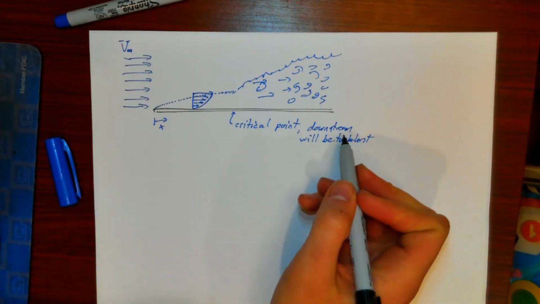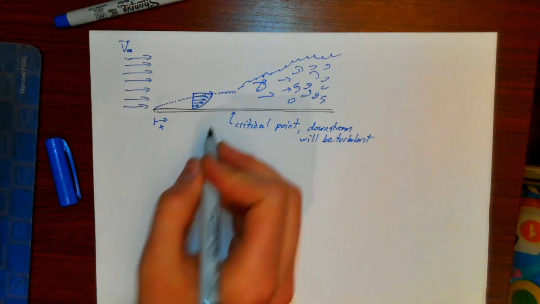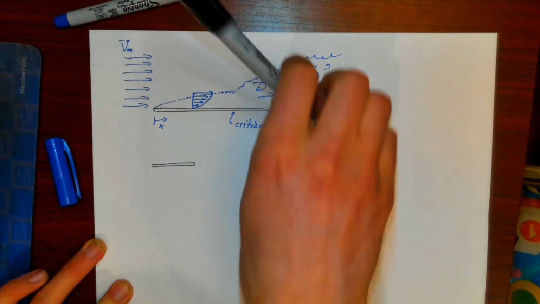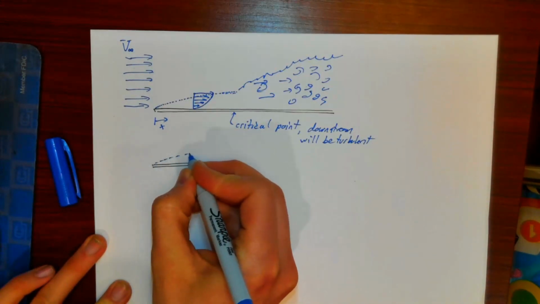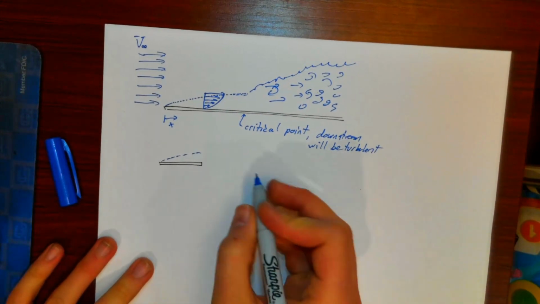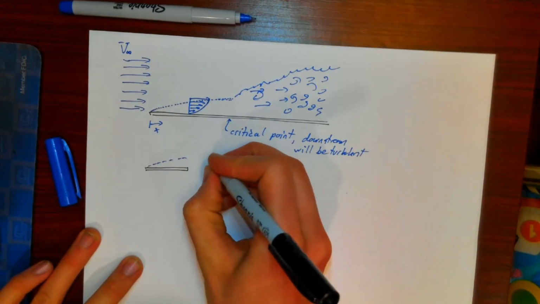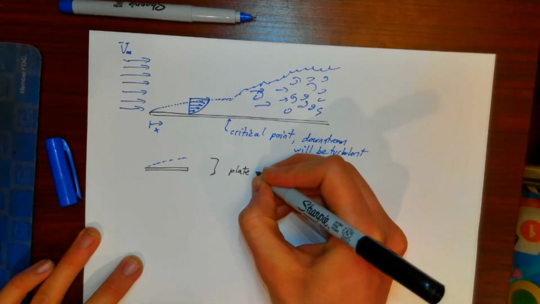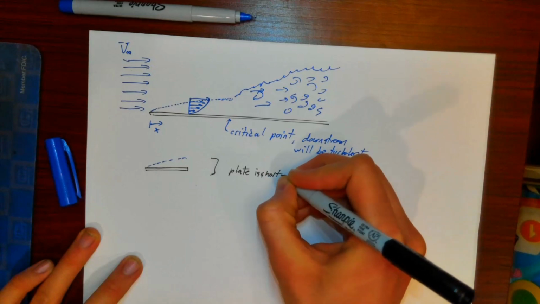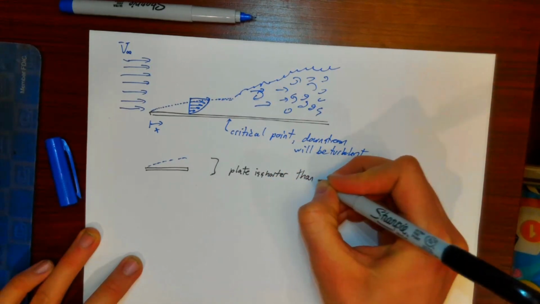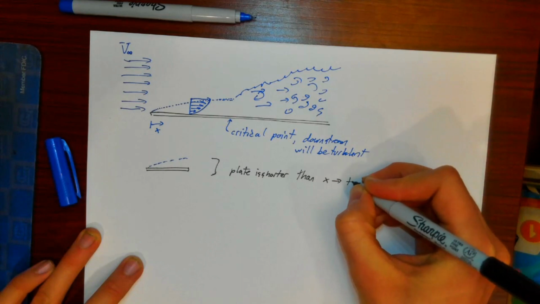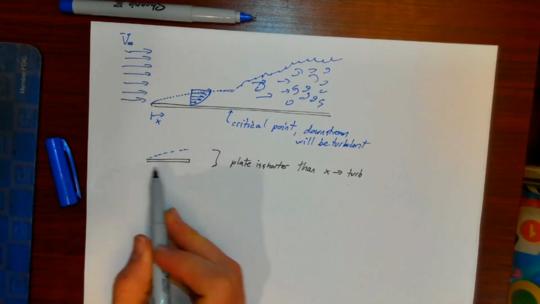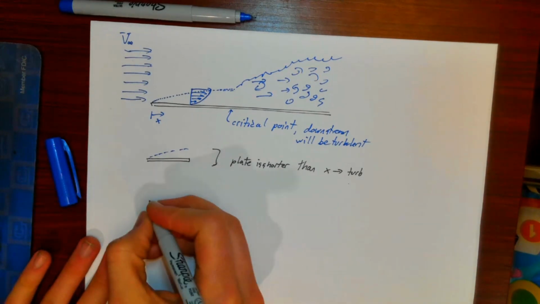Now, in some cases, with this critical point downstream of which it might become turbulent, you might have a plate that is so short that the whole thing is laminar throughout. So you could have a case where the plate is shorter than the x that would transition to turbulence. And in that case, you might have a laminar boundary layer over your whole plate.